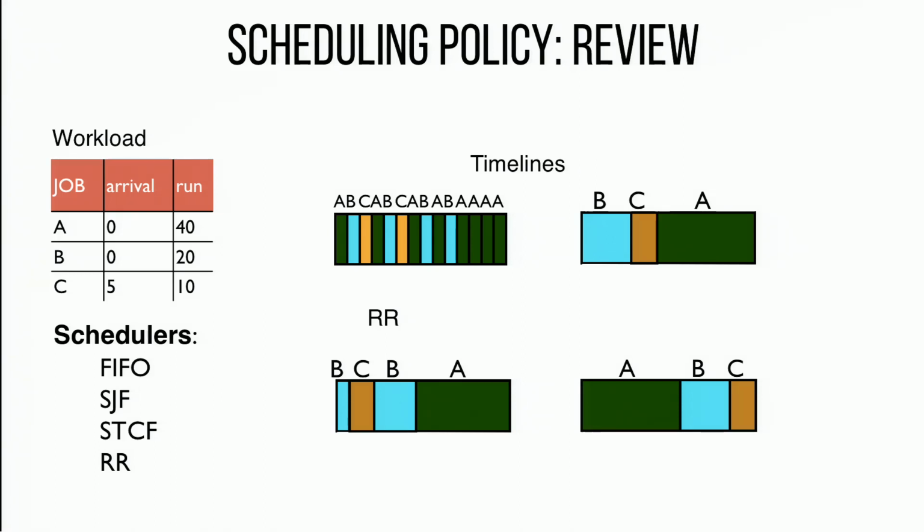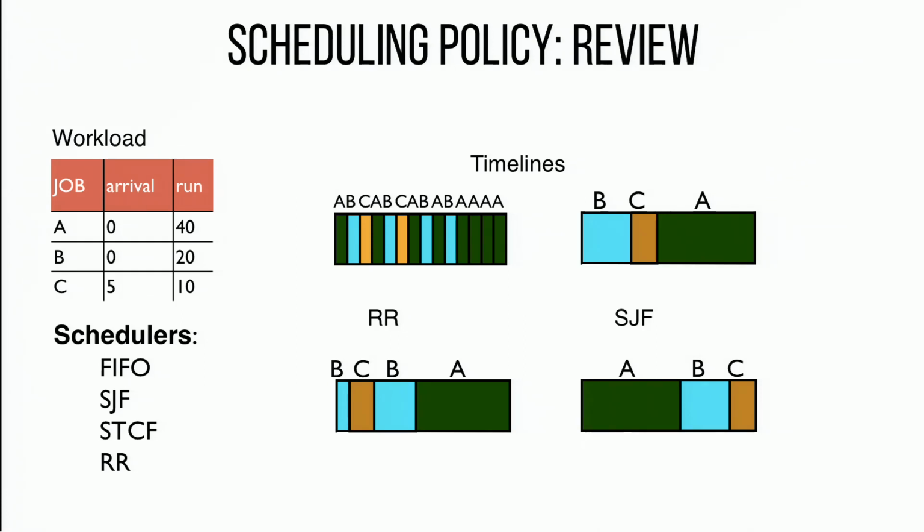shortest job first, SJF. At time 0 it has a choice between A and B. It chooses B as a shorter job than A, so B gets to run. It is non-preemptive, so when C arrives at time 5, the scheduler doesn't get to do anything. But at time 20, when B finishes, it gets to look at C and A, and it says, oh, C is shorter than A, and so it runs C next. All right, so that was shortest job first.